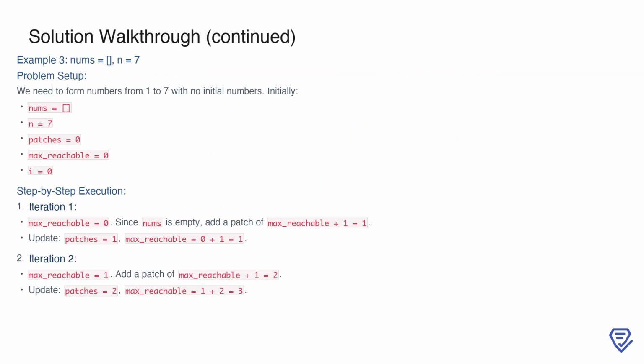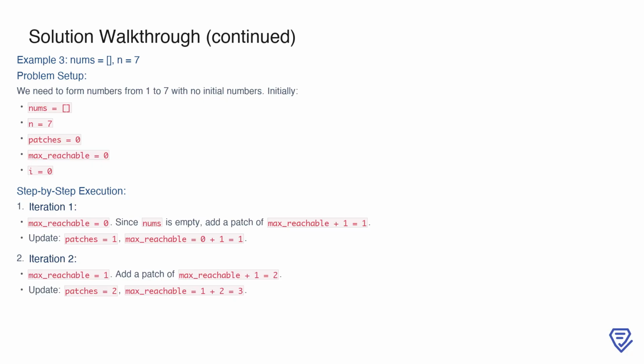In this example, nums is empty, and n is 7. With no initial numbers, we need to form all integers from 1 to 7 using only patches. Initially, patches is 0, max_reachable is 0, and i is 0. In the first iteration, max_reachable is 0, and since nums is empty, we add a patch of max_reachable plus 1, which is 1. This increases patches to 1, and max_reachable becomes 1.